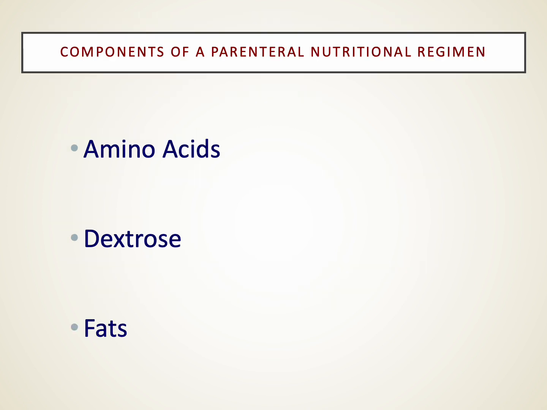So the 3 components in a parenteral nutrition solution are amino acids, dextrose, and fats. And with a central line solution, we are capable of achieving really all the calories we need in that 2 or 3 liters because we can give more dextrose and higher amounts of amino acid because it's a hypertonic solution, but that can be tolerated in a central line where that wouldn't be tolerated in a peripheral line.